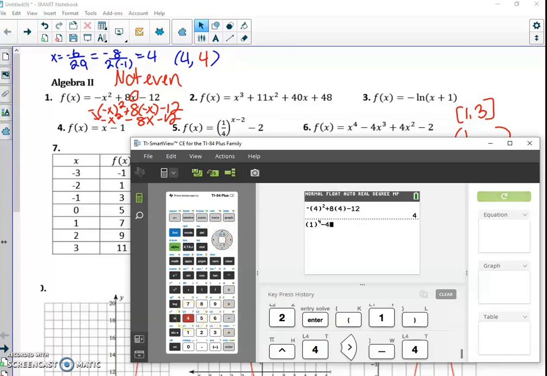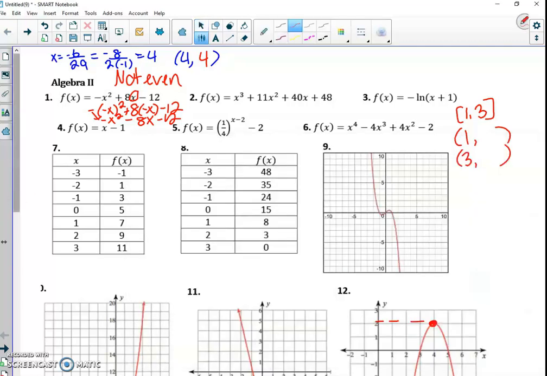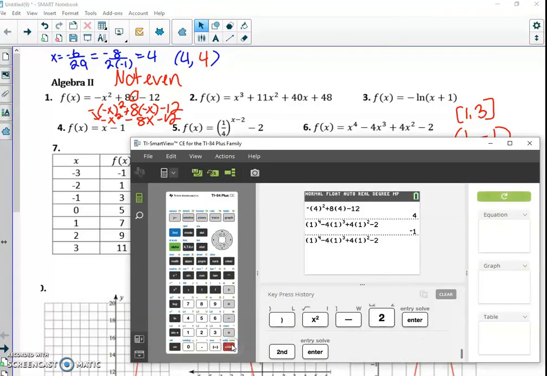minus 4 times 1 to the 3rd, plus 4 times 1 squared minus 2. So we get a negative 1 when we plug in a 1. So this one is negative 1. And then let's plug in a 3. I'm just going to copy and paste this, and then change all those 1s to 3s. Plug in a 3 right here.